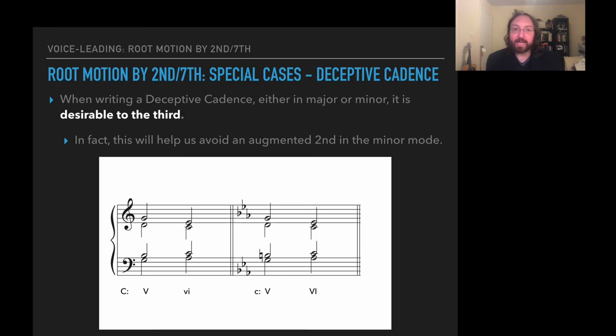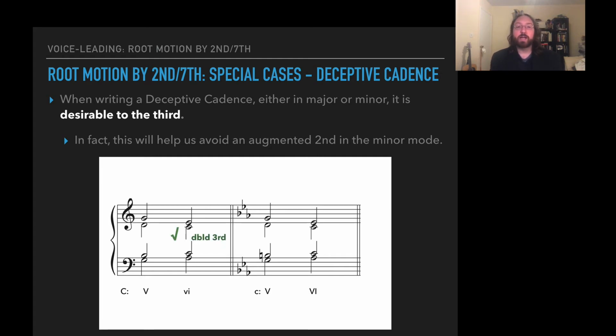A couple special cases. We should be aware of the deceptive cadence. Whether we're in major or minor, the deceptive cadence is one of the times that we actually want to have the third. It's because that third of the 6 chord is going to be scale degree 1. And it's going to help give us that aural pun, that aural joke that we are resolving, but not quite. And in fact, this is going to help us avoid an augmented second in the minor mode.